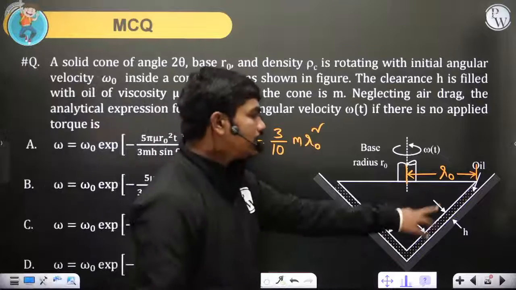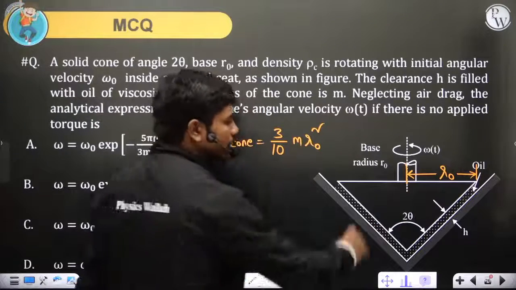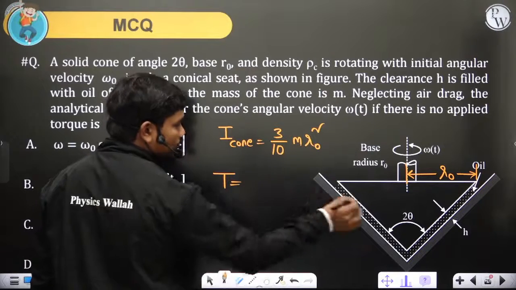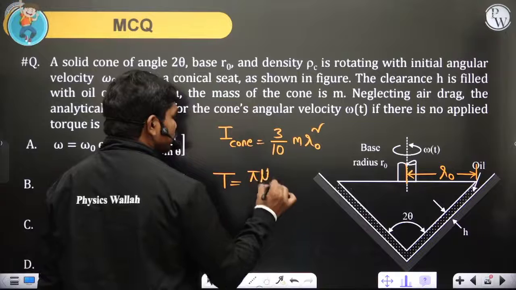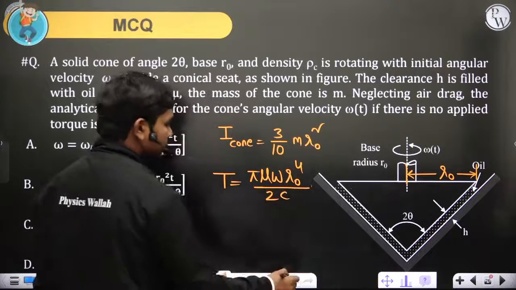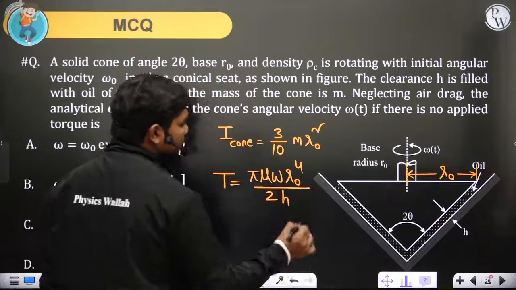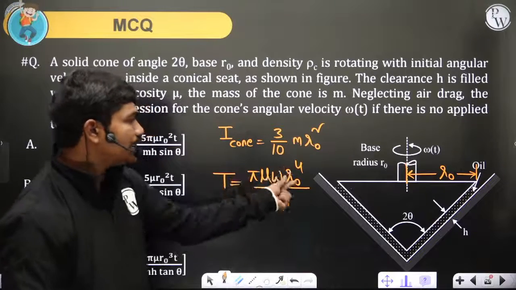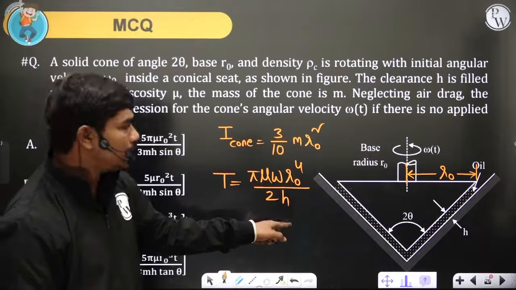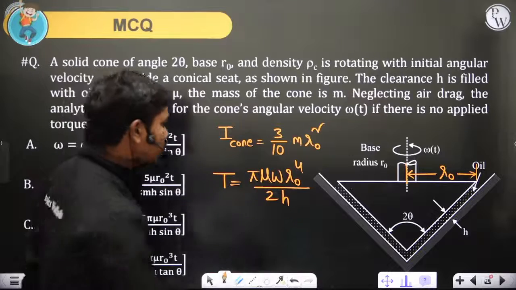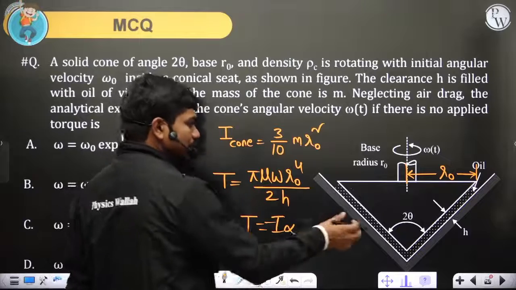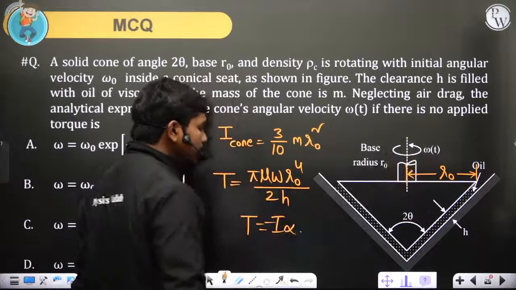There is a viscous oil in this channel, with a small clearance. Normally we know the expression for the torque acting on the cone is pi mu omega r naught power 4 by 2 times h, or pi mu omega d naught power 4 by 32 times h. Both are the same because r naught can be written as d naught by 2. You also know T is equal to I alpha, but with a minus sign because the viscous torque is stopping the rotation.